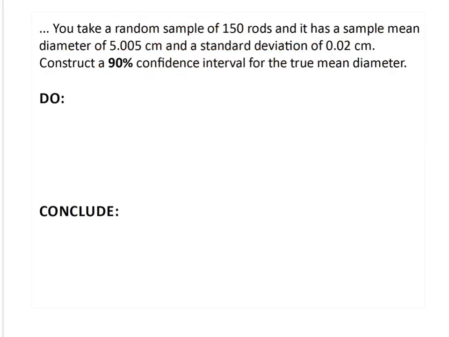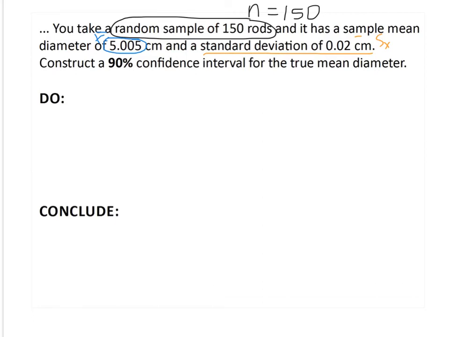Now let's go back to our problem. So you take a random sample of 150 rods. So if we annotate that again, n equals 150. And it has a sample mean diameter of 5.005. So x bar is 5.005. And Sx, or the standard deviation, is 0.02. So if I want to make my interval, it follows the form x bar plus or minus t star times s over the square root of n.